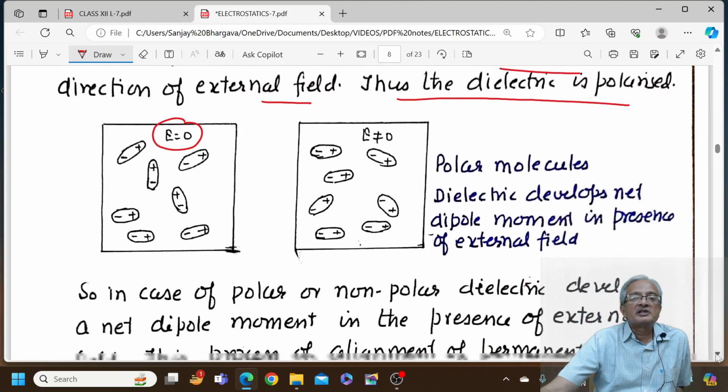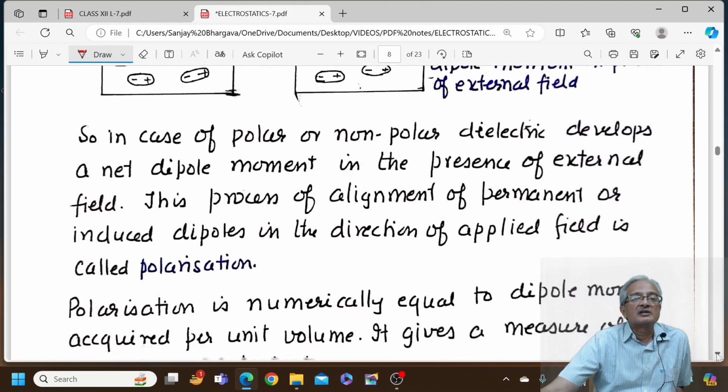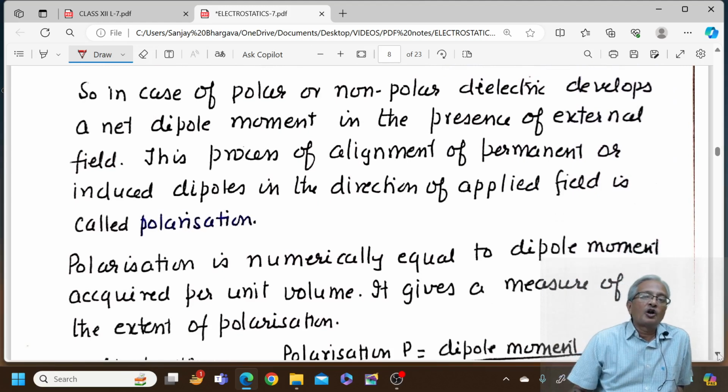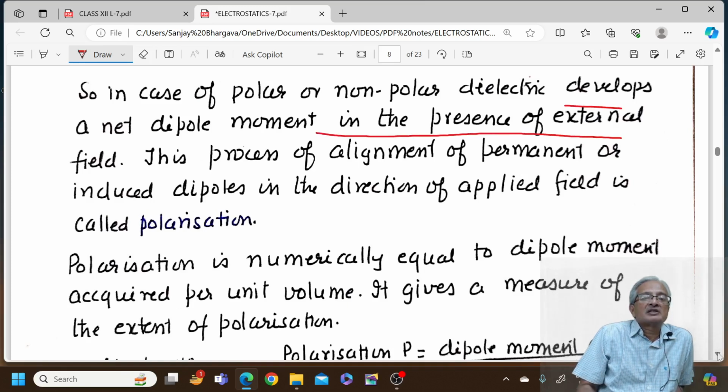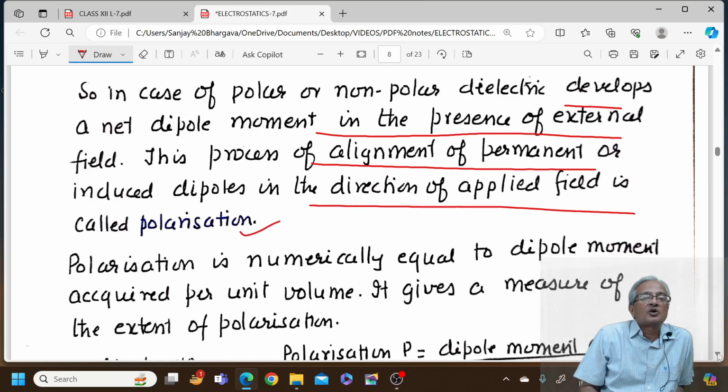This concept is represented pictorially in these two figures. So in the case of polar or non-polar dielectrics, they develop a net dipole moment in the presence of an external field. This process of alignment of permanent or induced dipoles in the direction of the applied field is called polarization.